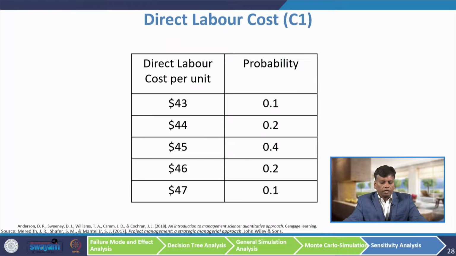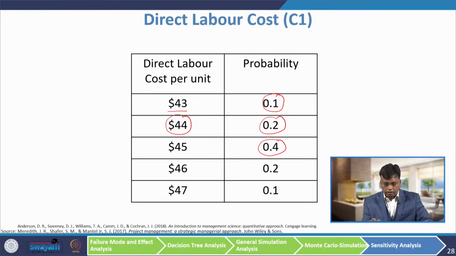So, similarly, there is a probability attached to the labor cost. For example, there is a 10% chance that the direct labor cost per unit will be $43. There is a 20% chance the direct labor cost per unit will be $44. There is a 40% chance the direct labor cost per unit will be $45. Like this, the possible costs and corresponding probabilities are given. This is the first input.